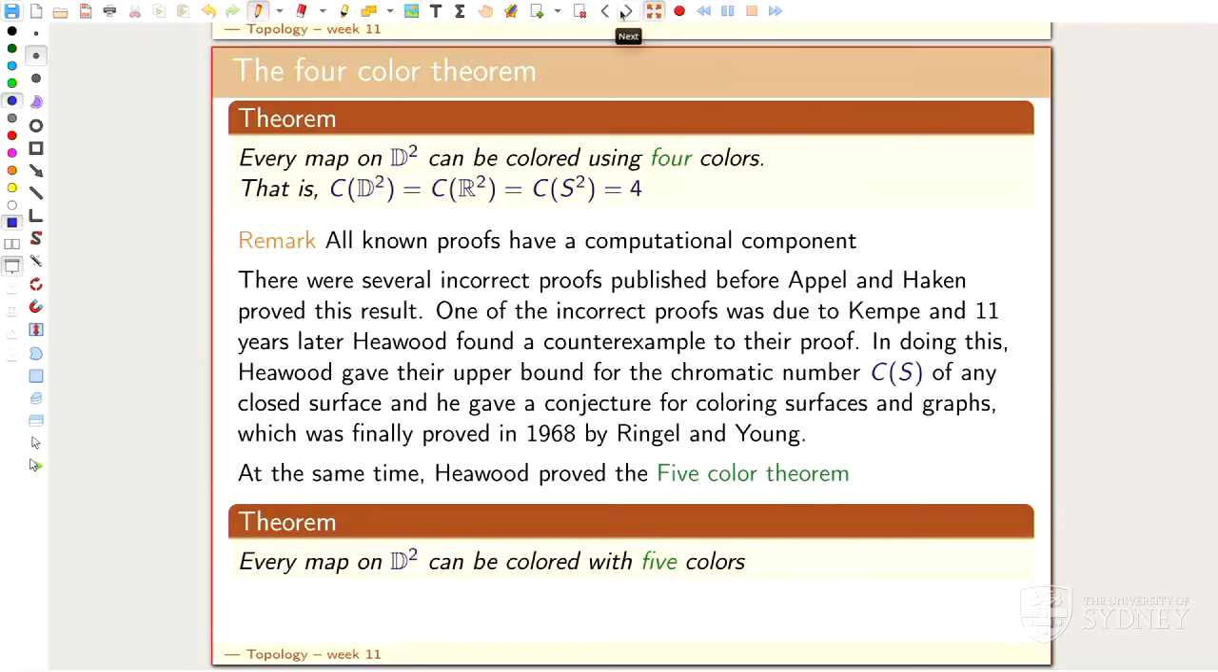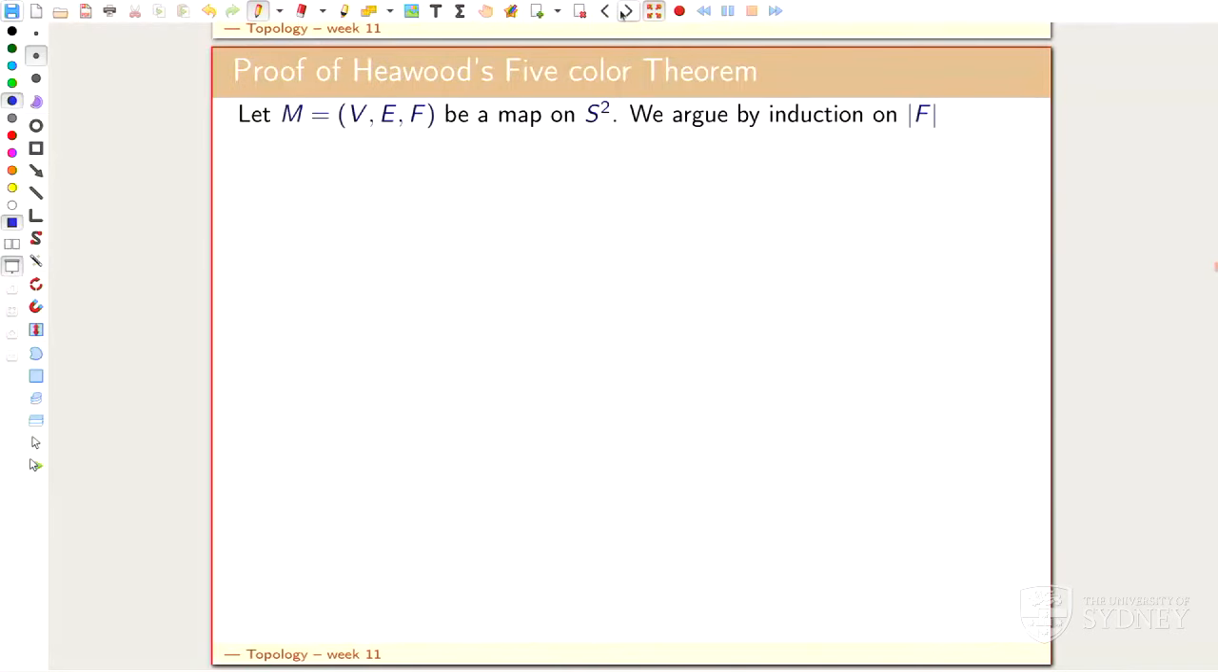Okay, so how could we do this? Every map on a disk, or equivalently, any of the other spaces, can be colored with 5 colors. Okay, and we do it on a sphere, fine. And this works as follows. It essentially is the same argument as before. It's really beautiful. So we argue by induction on the number of faces.